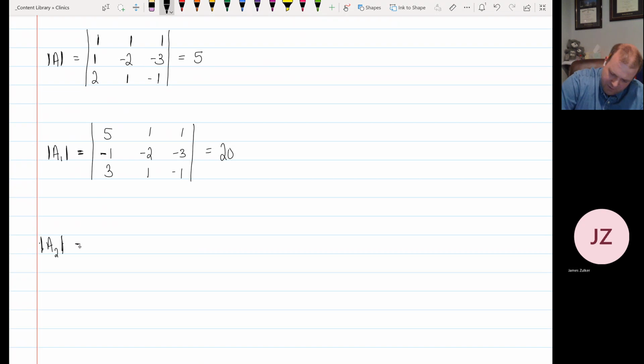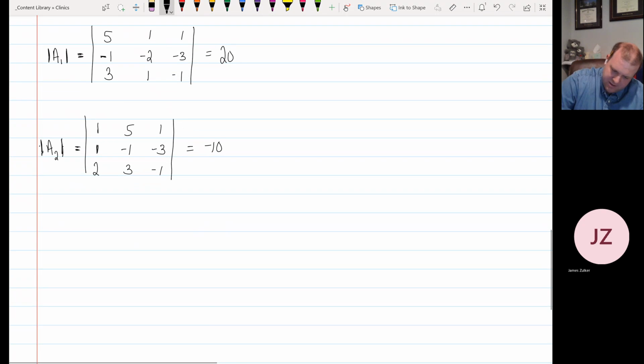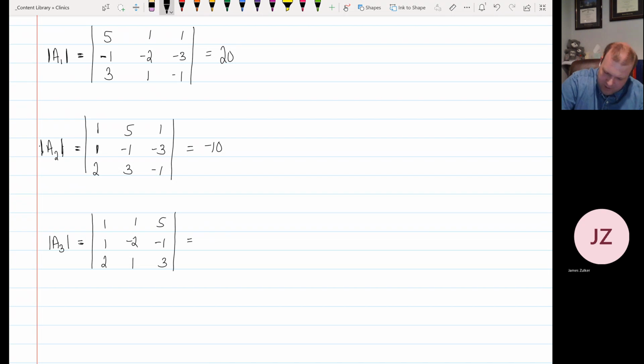So the determinant of A2: remember, we take the second column of A and replace it with B. You can calculate that determinant to be -10. And now the determinant of A3: we replace the third column of A with B, and you can calculate that determinant to be 15.